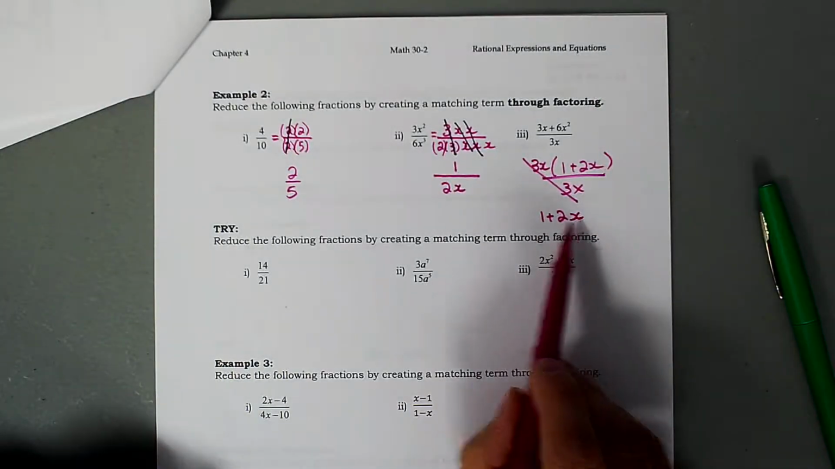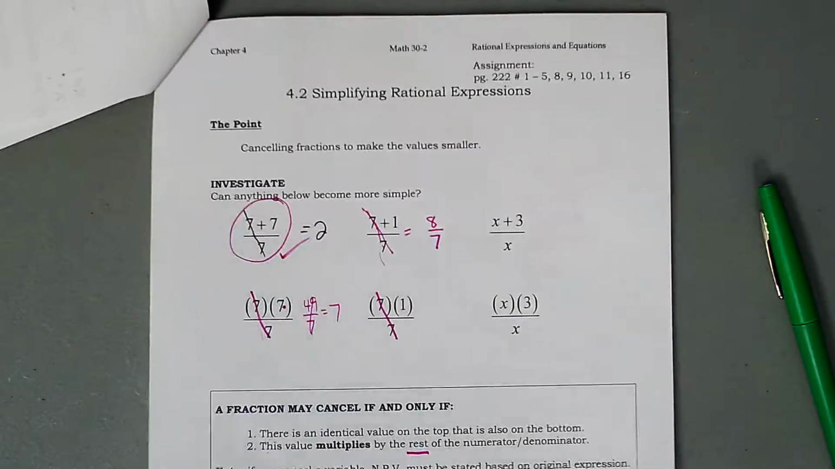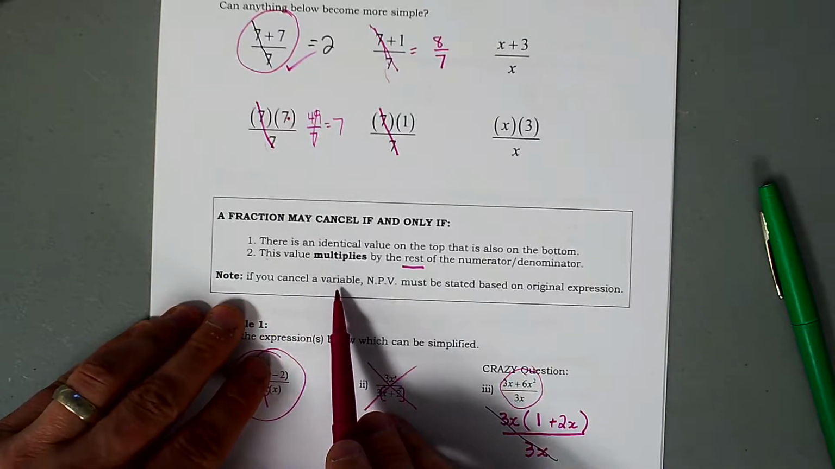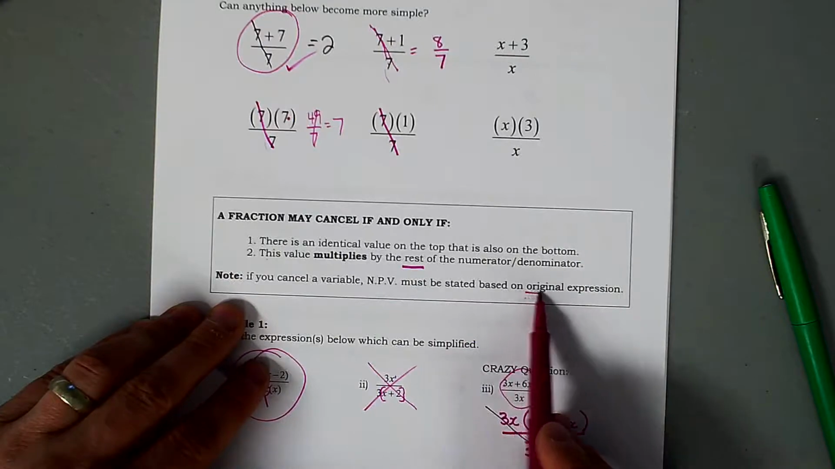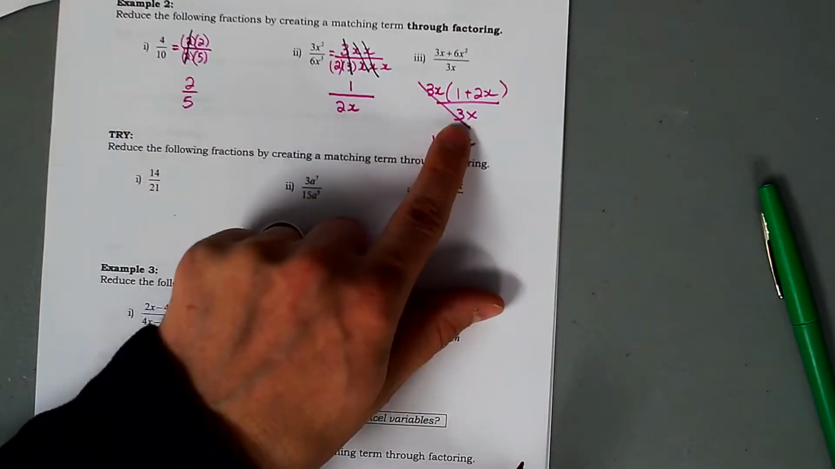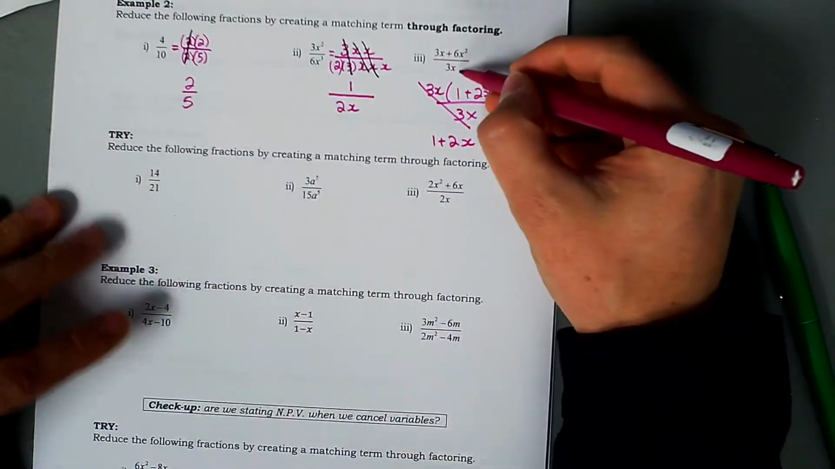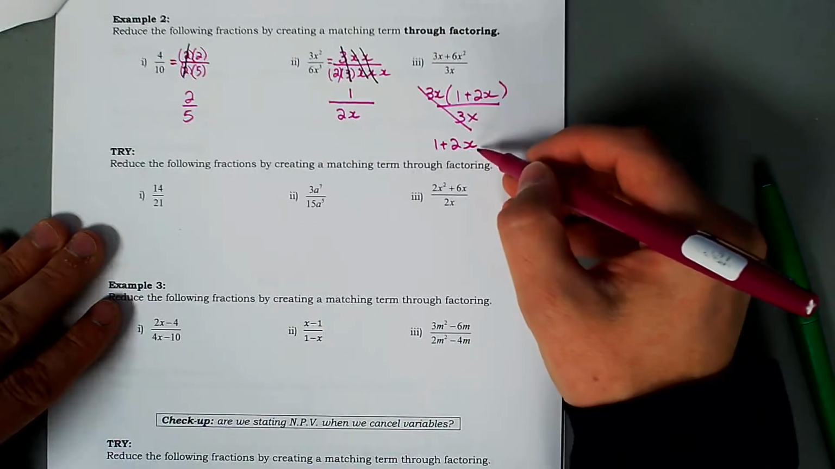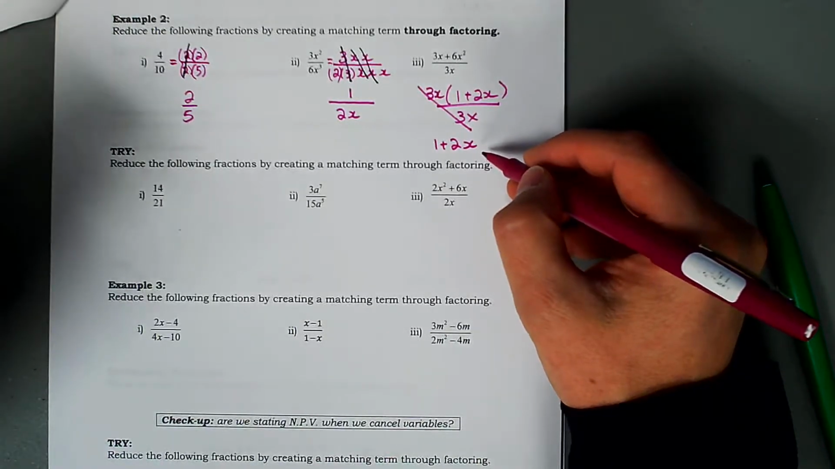Now there are some x's that are left over, and one of the things that I need us to come back to is a reminder that if you cancel a variable, a non-permissible value must be stated based on an original expression. So even though I got rid of a denominator in this question, based on the original, I was not allowed to use x equals 0 up here. All of a sudden, hey, there's no denominator. Maybe x is 0 is okay.